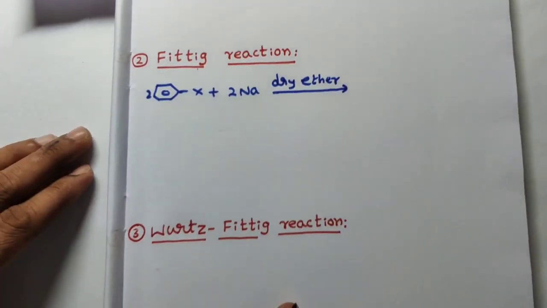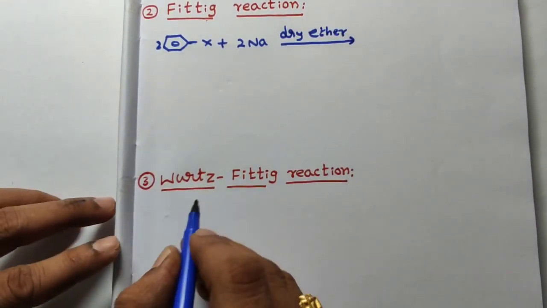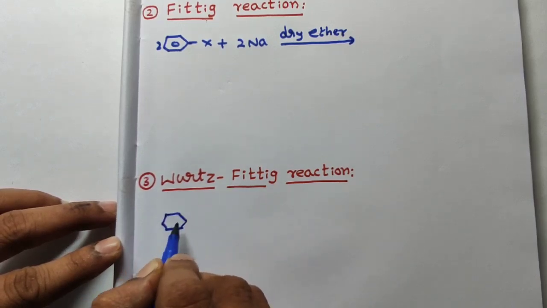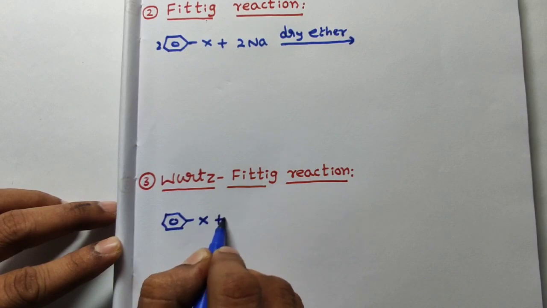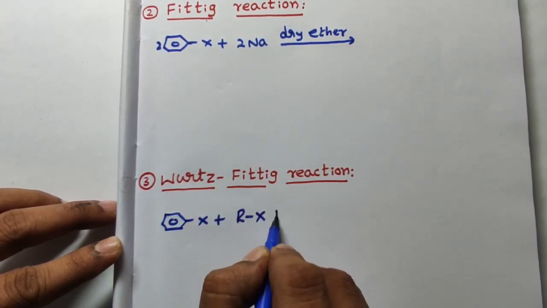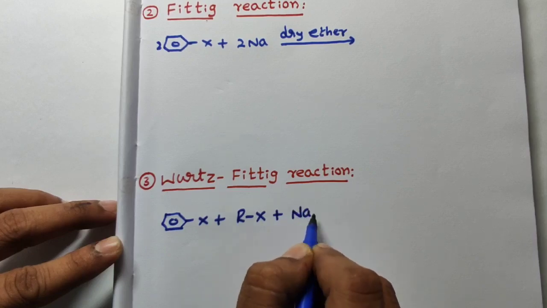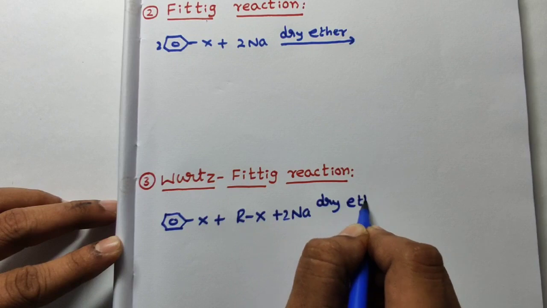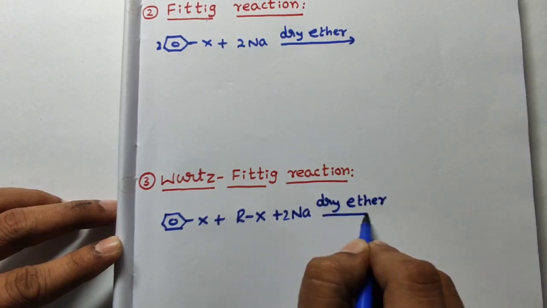Okay now. Next, Wurtz-Fittig reaction. Here, from Fittig, we take aryl halide, and from Wurtz reaction, you take alkyl halide. What is common? Yes, sodium and dry ether are common.